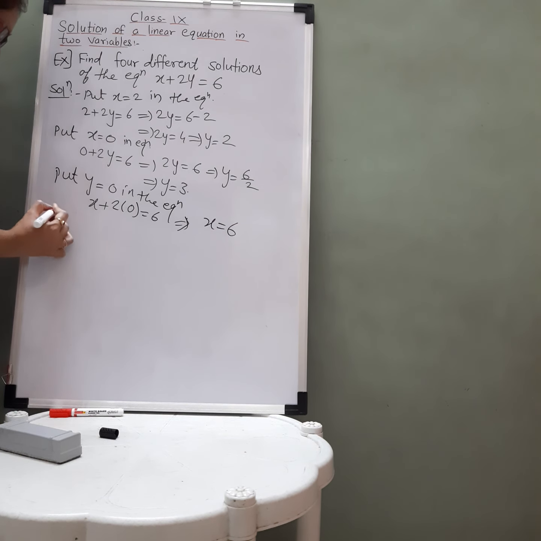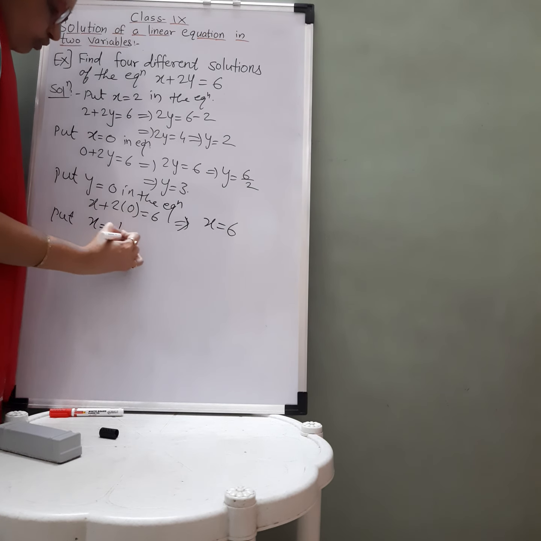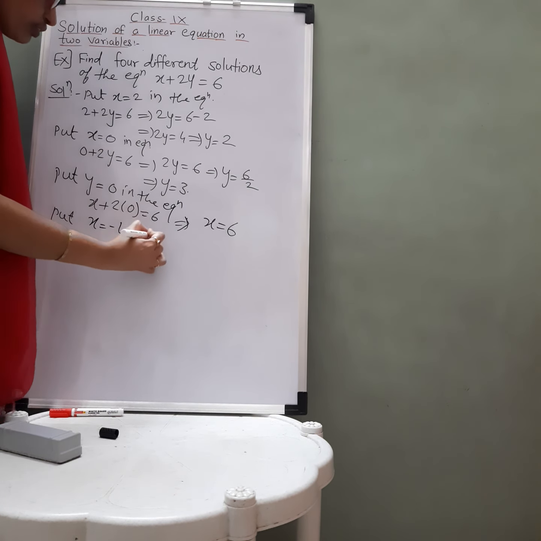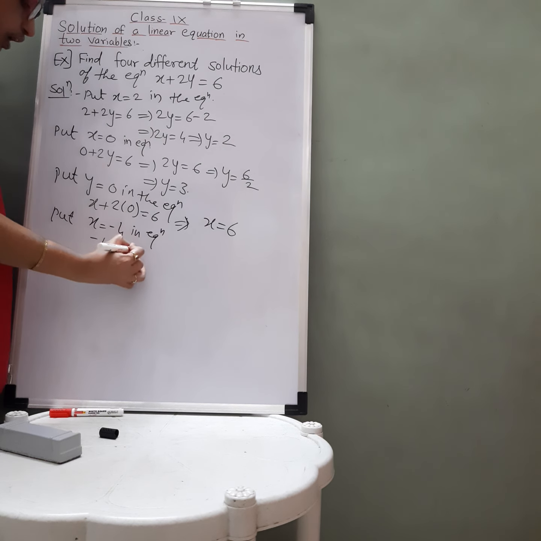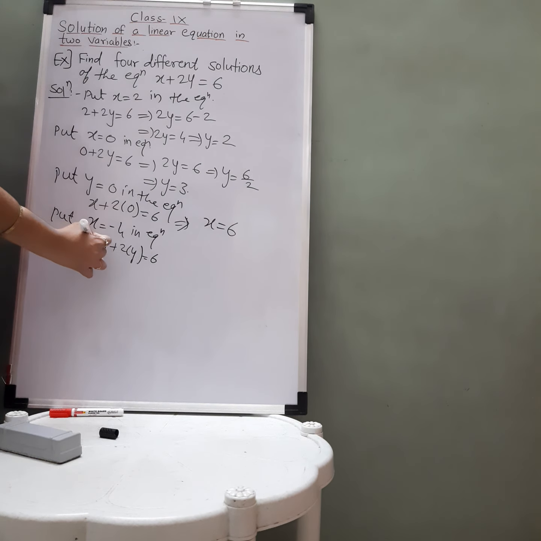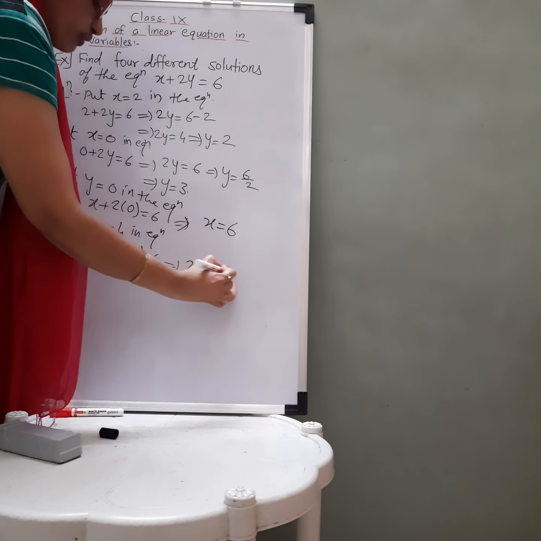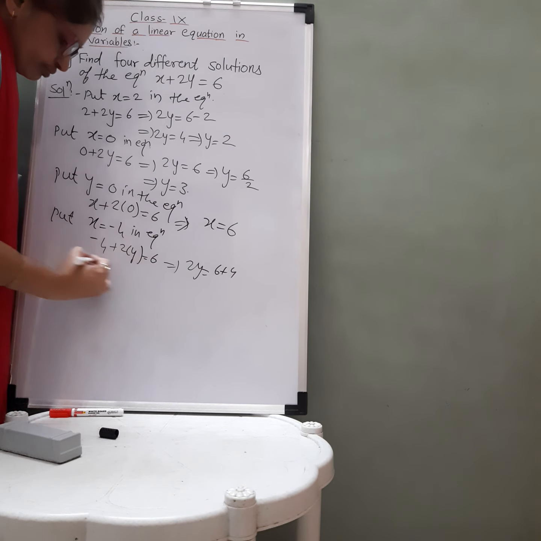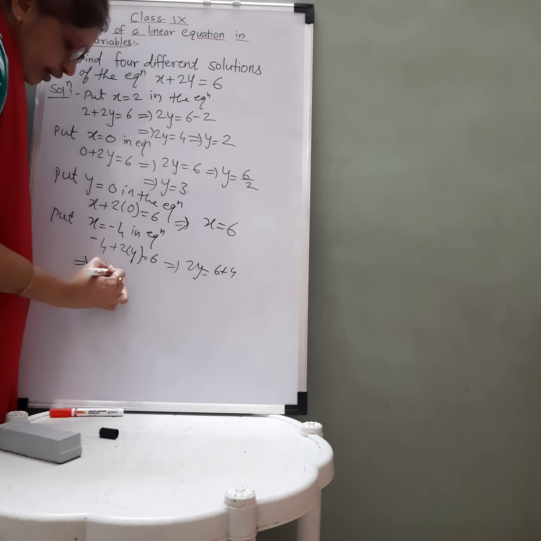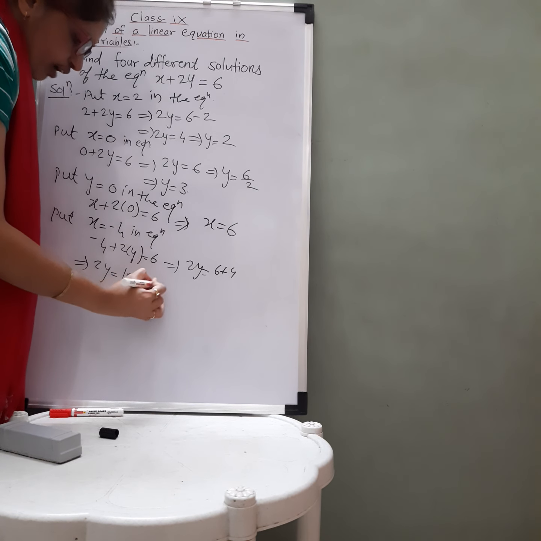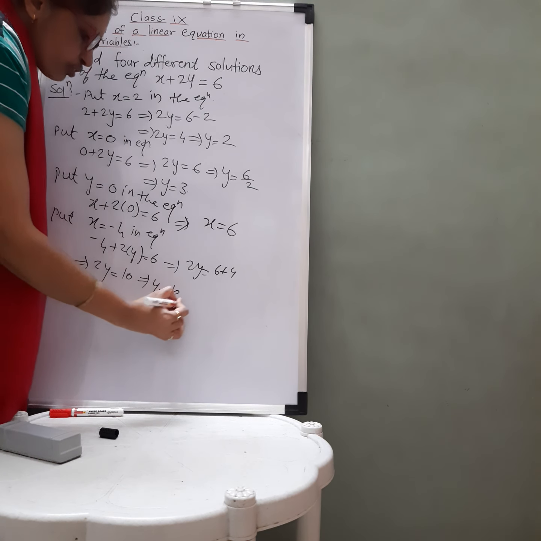Next, put x is equal to minus 4. If you put x is equal to minus 4 in the equation, then we will get minus 4 plus 2 into y is equal to 6. Transposing this 4 to RHS, you will get 2y is equal to 6 plus 4, implies 2y is equal to 10. This implies y is equal to 10 upon 2, which is equal to 5.